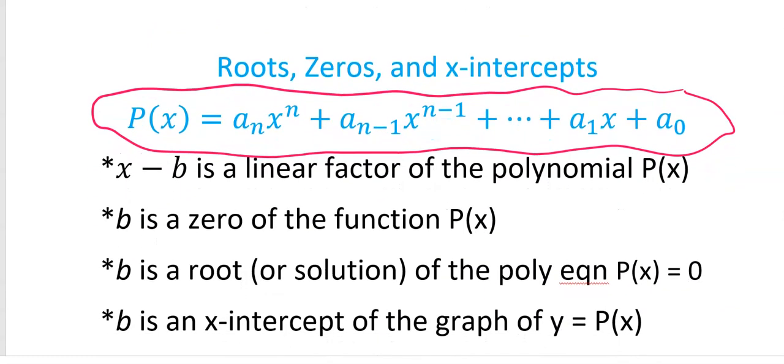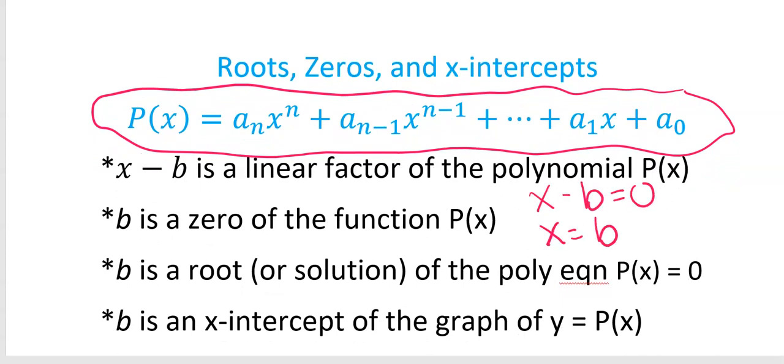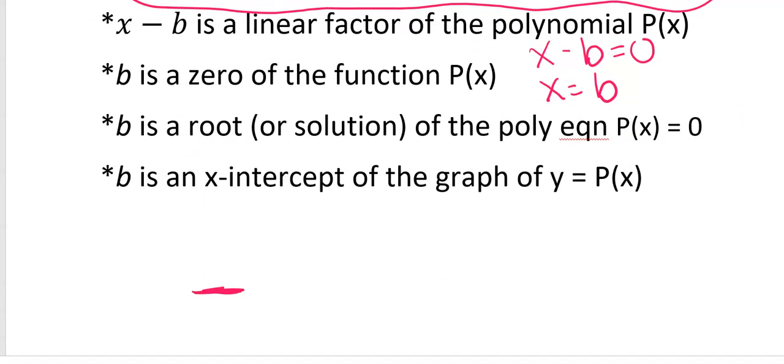When you actually solve that equation, x minus b equals 0, you get x equals b. So that's turning it from a factor into a solution. Another name for solution is root. And then the last one, those places that you solve are actually solutions or x-intercepts.